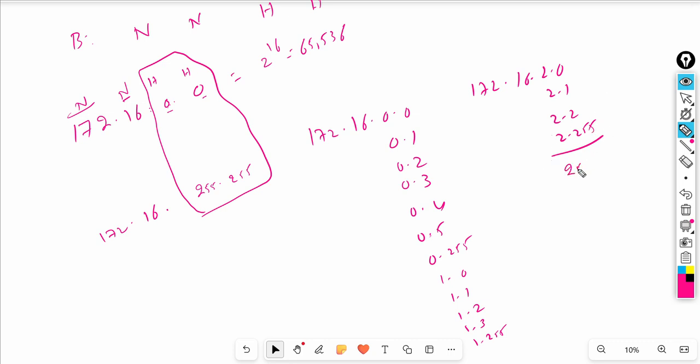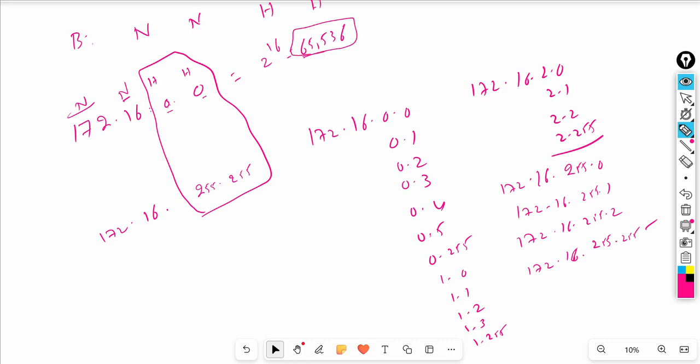What is the last one? 255.0 means 172.16.255.0, 172.16.255.1, 172.16.255.2 and so on up to 255.255. The last is 172.16.255.255. So up to here we will get 65,536 IPs.